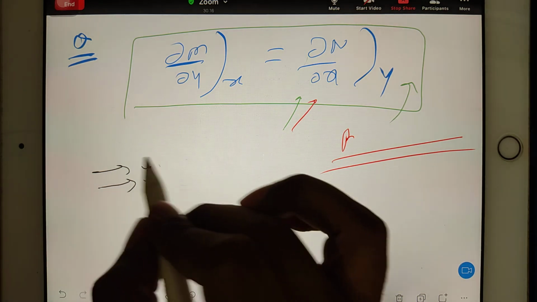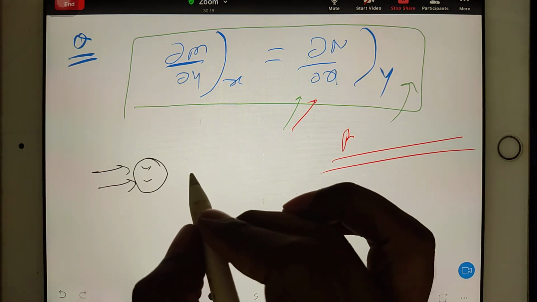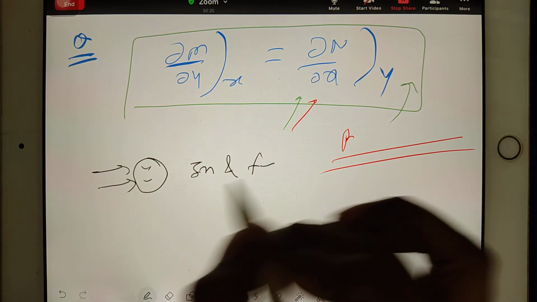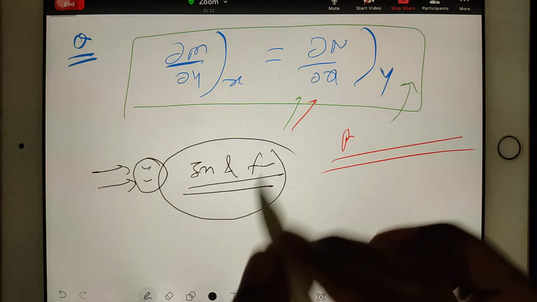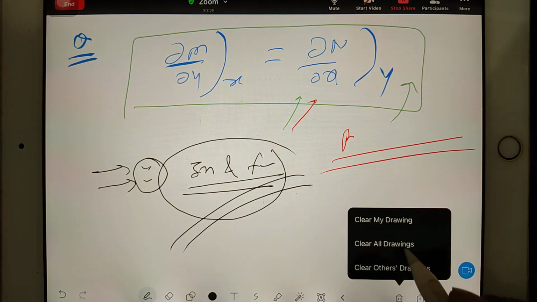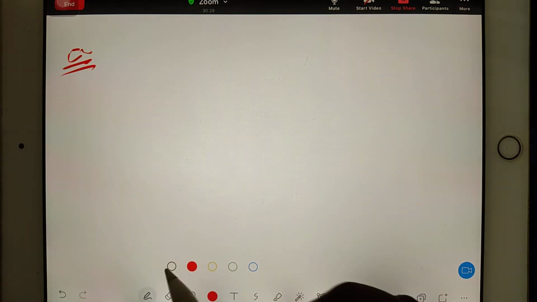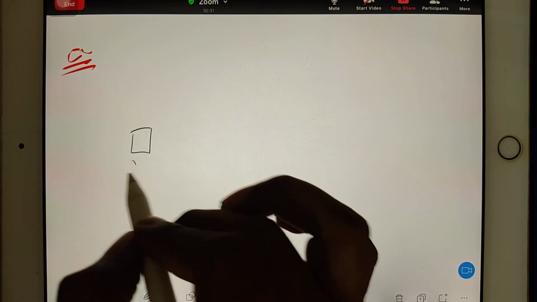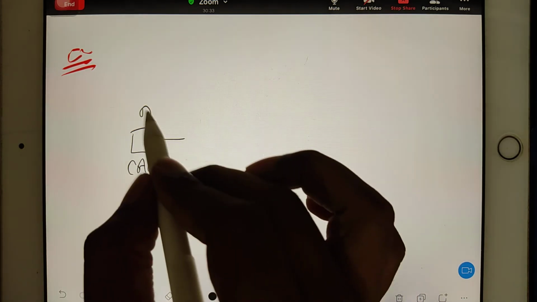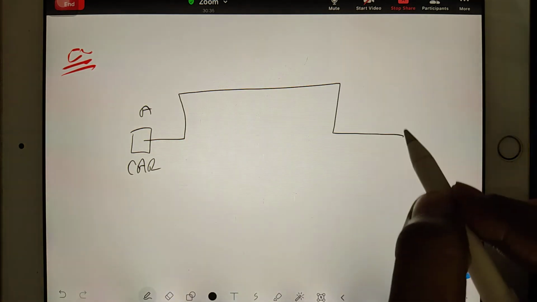Some more theoretical points about point function: a point function is anything which depends only on the initial and final position. It does not depend on the path. First, I am giving you one very popular example. Suppose there is a car and this car goes from point A to point B.